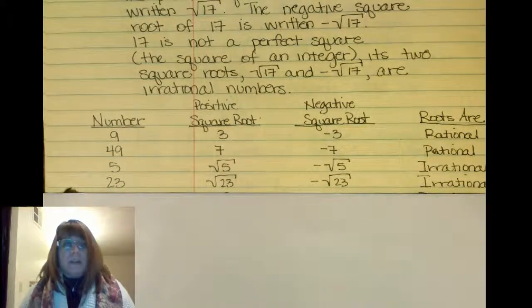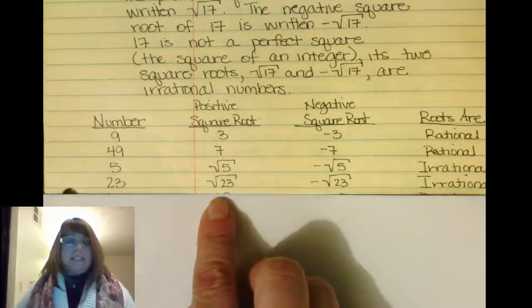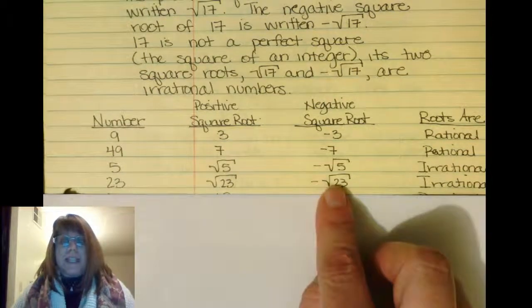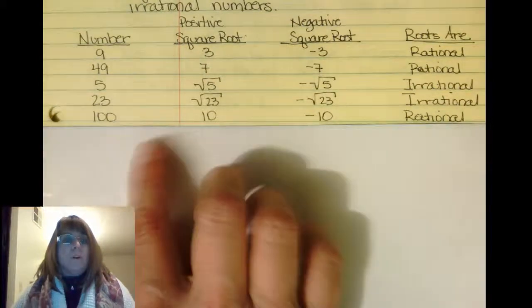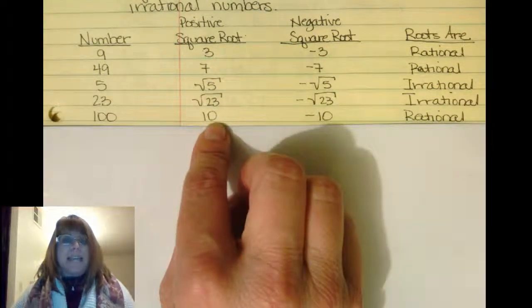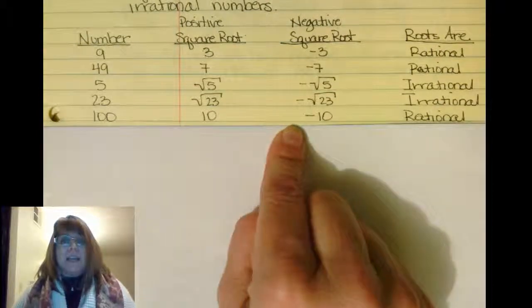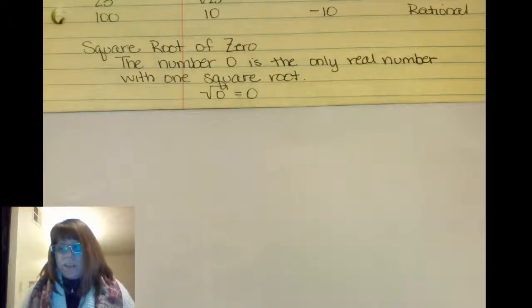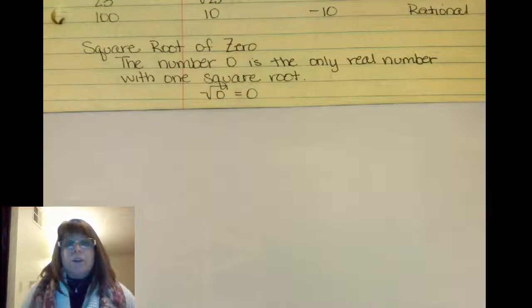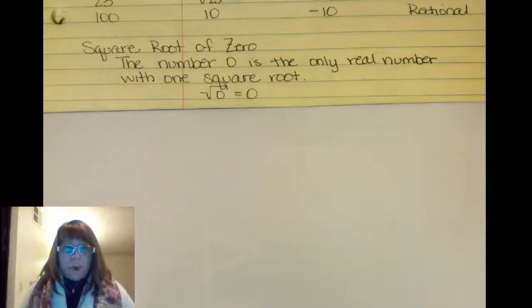Square root of 23. Well, again, it's not a rational number when we take the square root of it. So the square root is square root of 23, the negative square root is negative square root of 23, and it is an irrational number. 100. Well, the positive square root is 10, the negative square root is negative 10, and it is a rational number. I do want to talk about something very special. The square root of 0 is 0, and it is the only real number with one square root that is not positive, and it is not negative. Right? 0 is just 0.